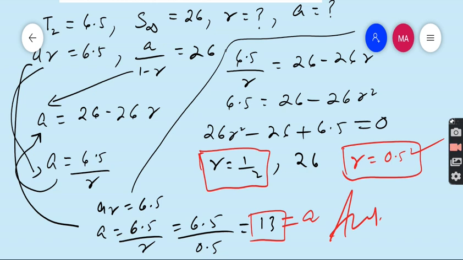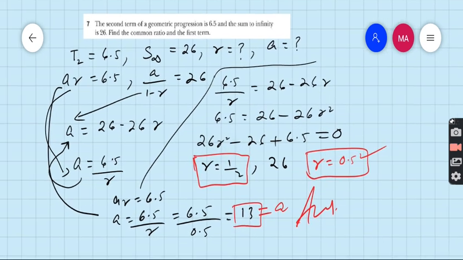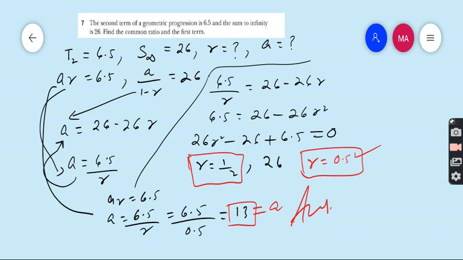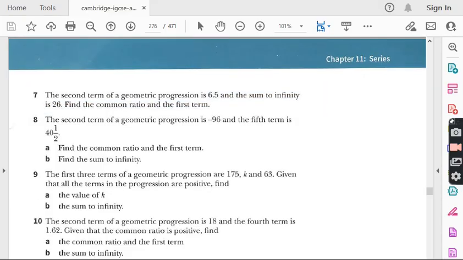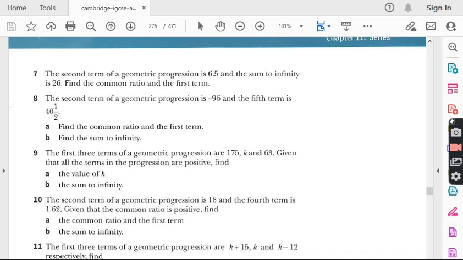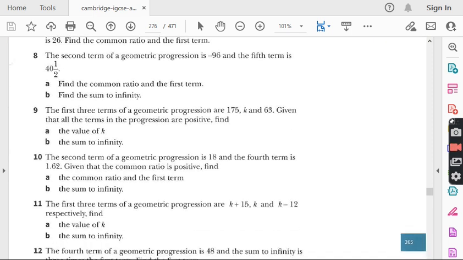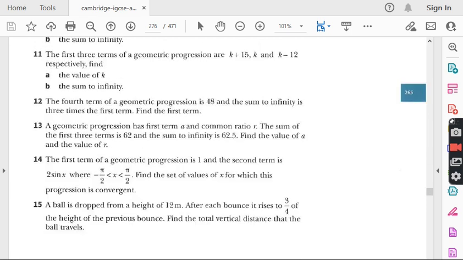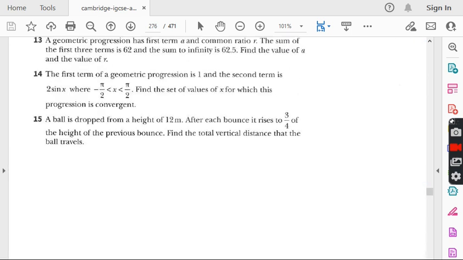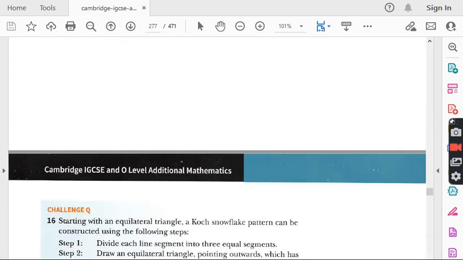This is today's class where we did the first 7 questions of exercise 11.5. I hope you enjoyed this exercise a lot. This is the whole summary of question number 7. How many questions are left? Question number 8, 9, 10, 11, 12, 13, 14 and 15. So we can do the remaining questions in the next 2 lectures.